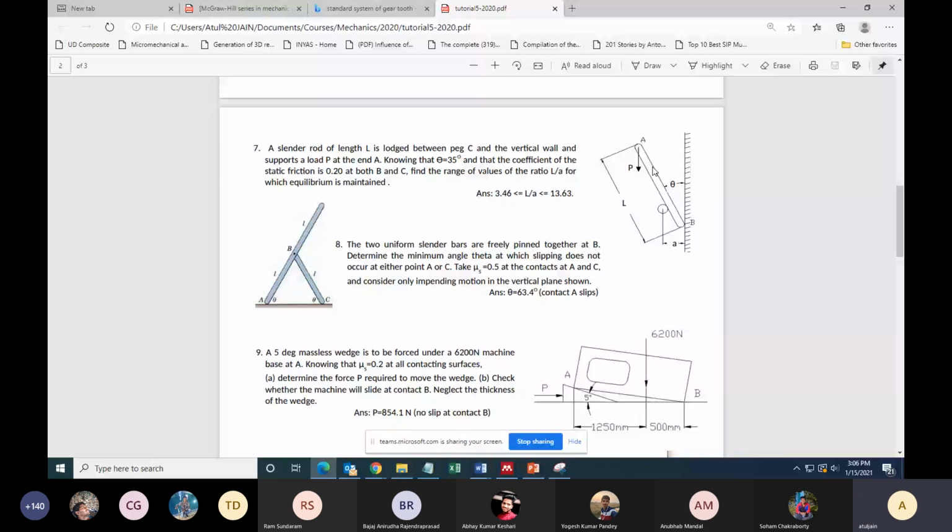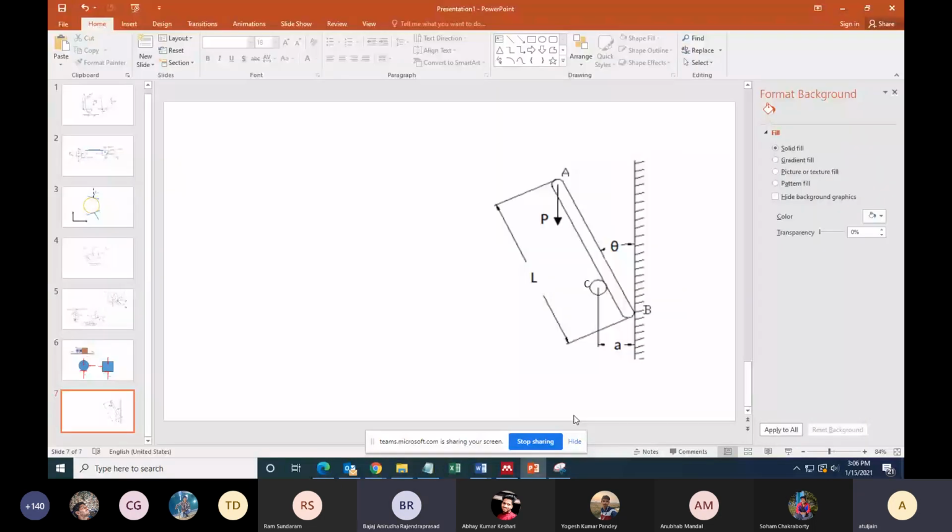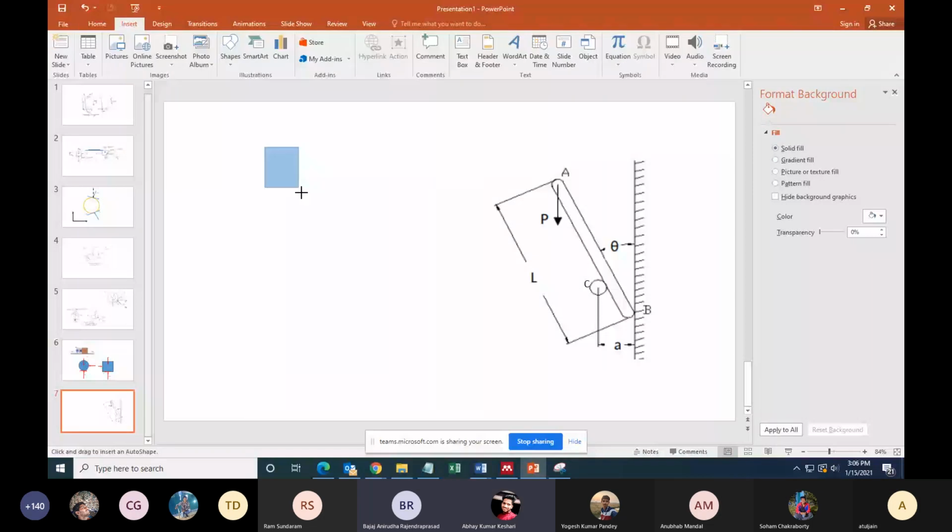Why is there a range? What are the two possibilities that can happen? The friction may be acting in upward direction or in downward direction at the point B, sir. Hence, there is a range for the L by A ratio.